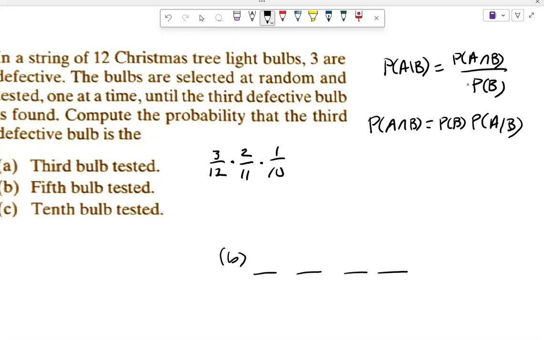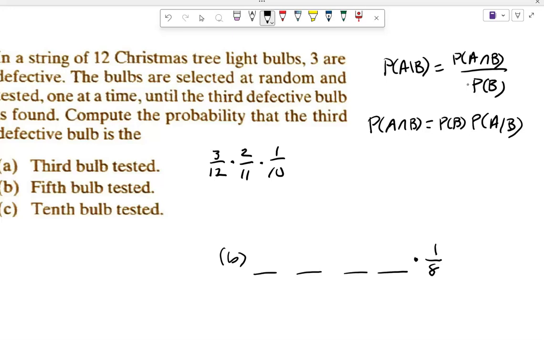I haven't done the first 4, right? But I said once I've done the first 4, I'm definitely going to multiply by 1/8 on the end. Correct? Because I know that I've picked 2 defective bulbs already. If the third bulb is going to be found on the 5th try, I've already picked 4 lights and 2 of them are defective. Exactly 2 of them are defective, right?